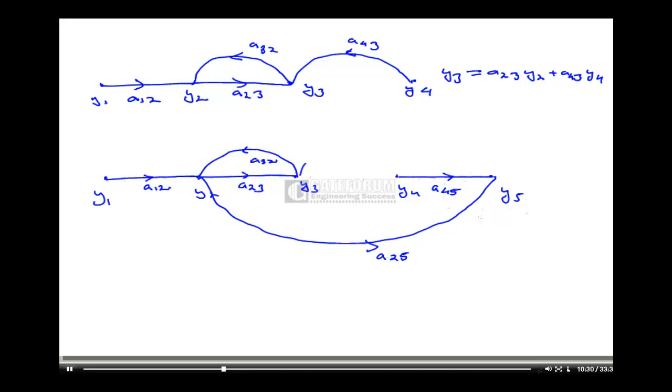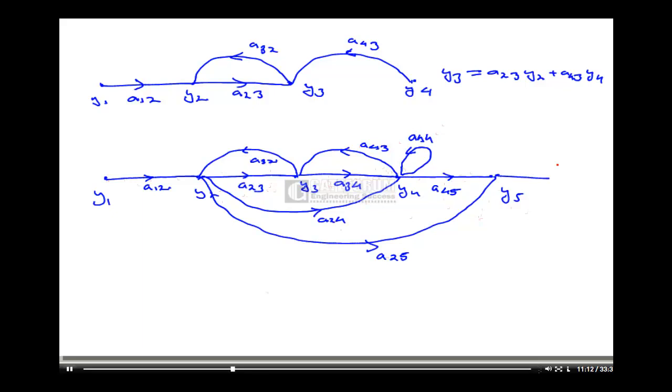y4 is also equal to a24 y2 plus a34 y3 plus a44 y4, so a24 from y2 and a34 from y3. That means this point is originating from y4 and coming to y4 itself. So this is a44. This completes the signal flow graph for the given algebraic equations.